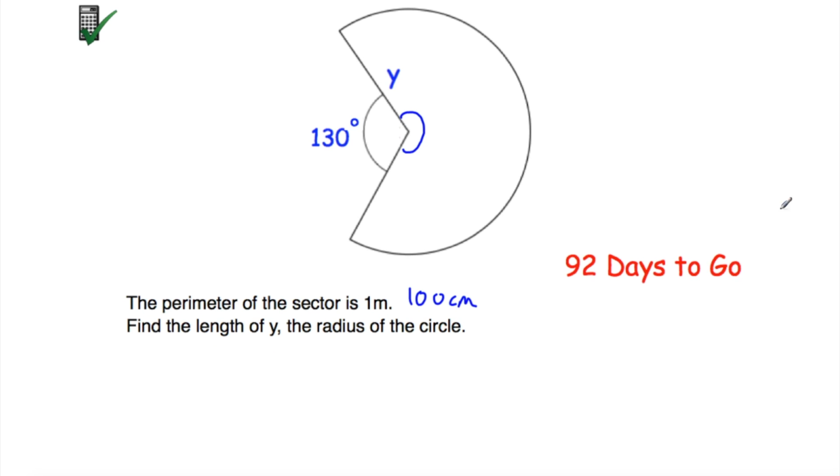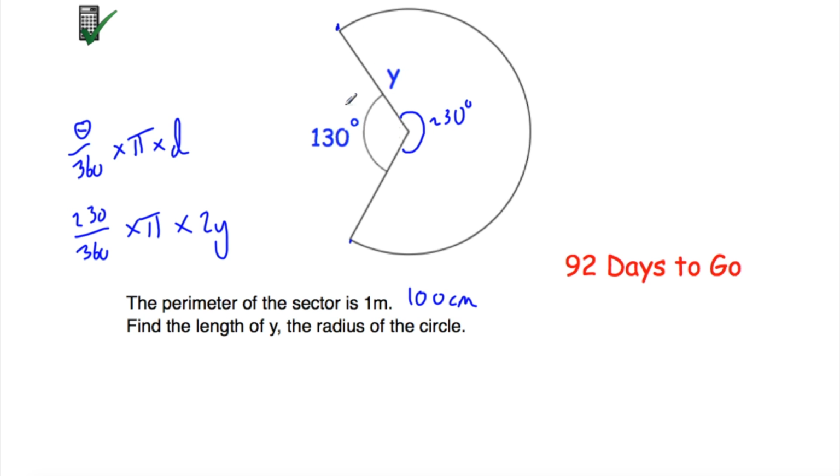So let's do that. In terms of the arc length, that's going to be beta, remember beta over 360 multiplied by pi multiplied by the diameter. That's how we find the arc length from here around to here. In this case, this angle is 230 degrees because they have to add together to be 360. So 230 over 360 multiplied by pi multiplied by the diameter of the circle, which will be 2y. So 2y is the whole way across.